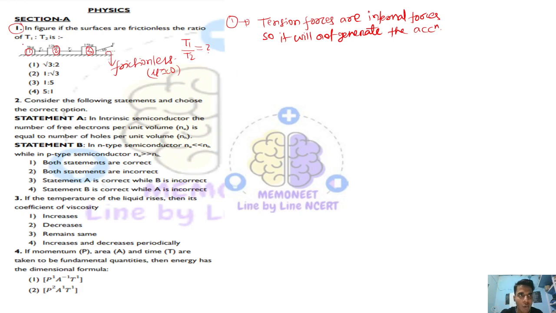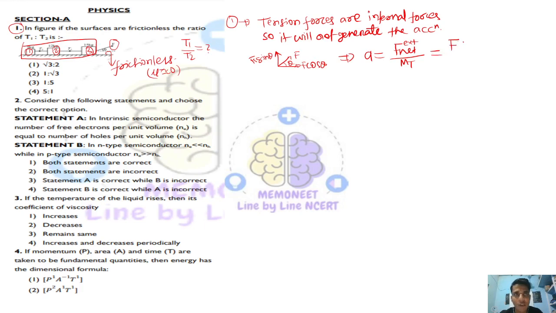You can see that in the whole system, there is only one external force, that is F. If we break the component of F along here as theta, it will become F cos theta, and perpendicular to it, it will be F sin theta by the vector component method. So we can easily find the acceleration. Acceleration will be net external force by total mass.